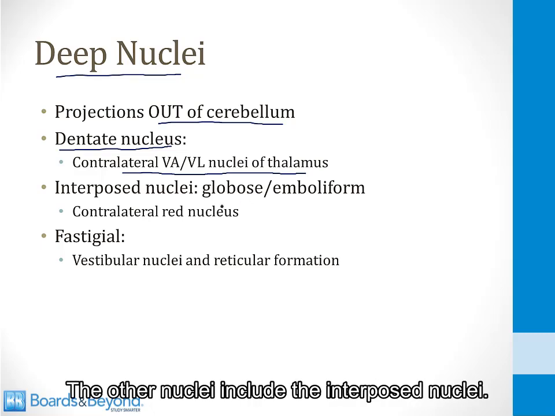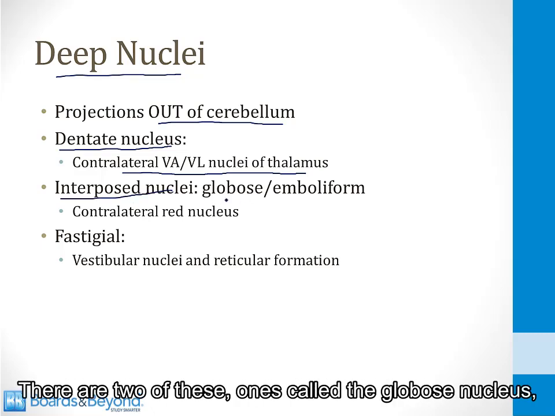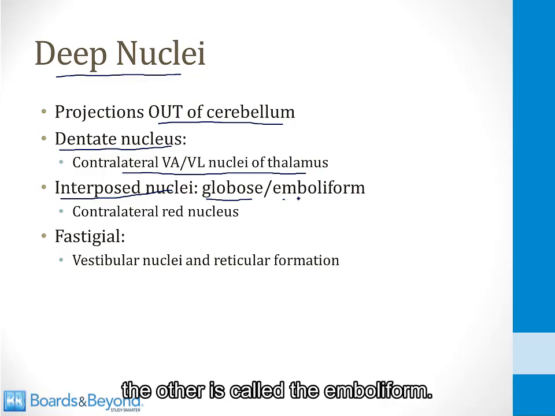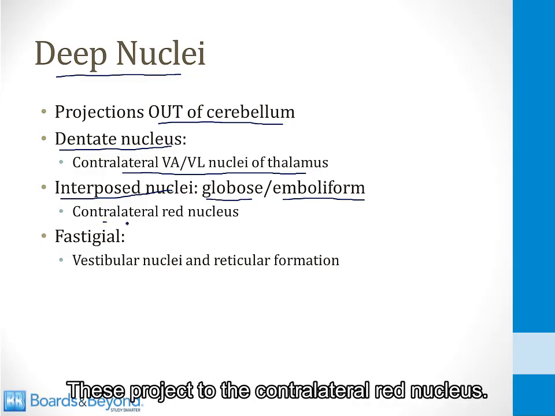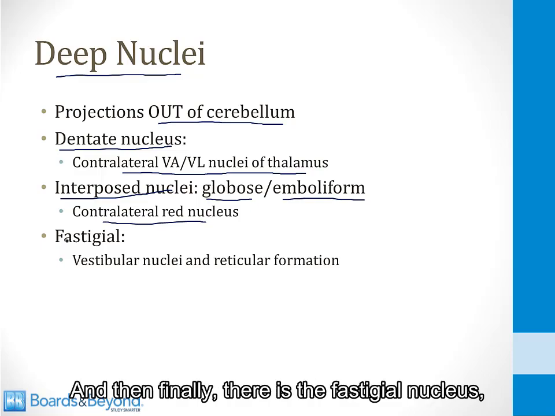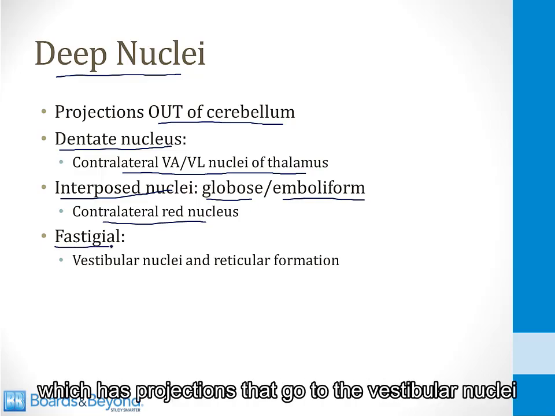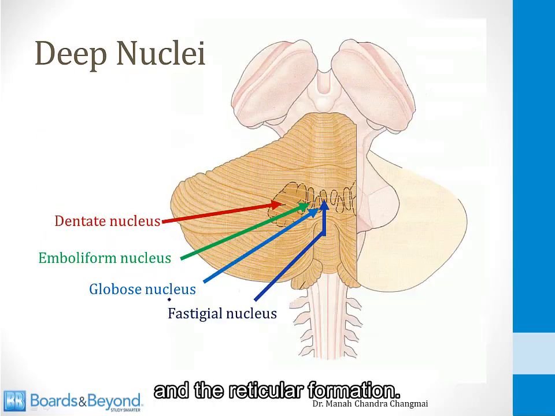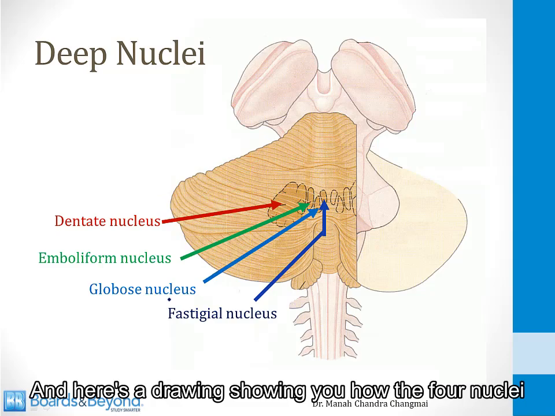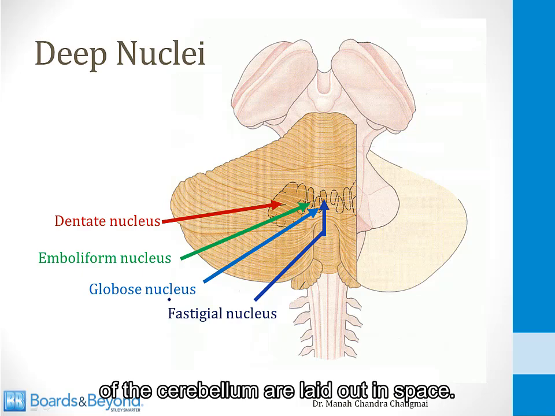The other nuclei include the interposed nuclei. There are 2 of these. One's called the globose nucleus. The other is called the emboliform. These project to the contralateral red nucleus. And then finally, there is the fastigial nucleus, which has projections that go to the vestibular nuclei and the reticular formation. And here's a drawing showing you how the 4 nuclei of the cerebellum are laid out in space.